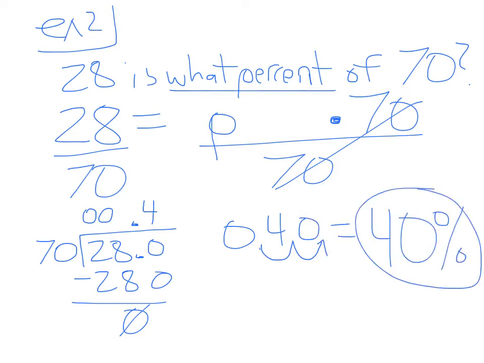And keep coming back to the original question, which asked what percent. So 40%. If you had a 28 out of 70 on a test or quiz, you would have a 40%. Once again, an F. Let's go to example 3.